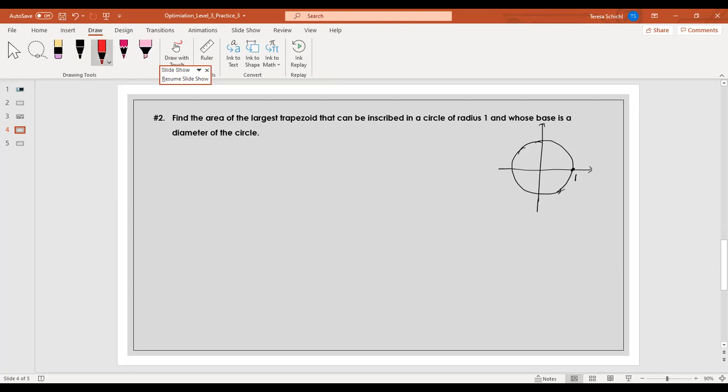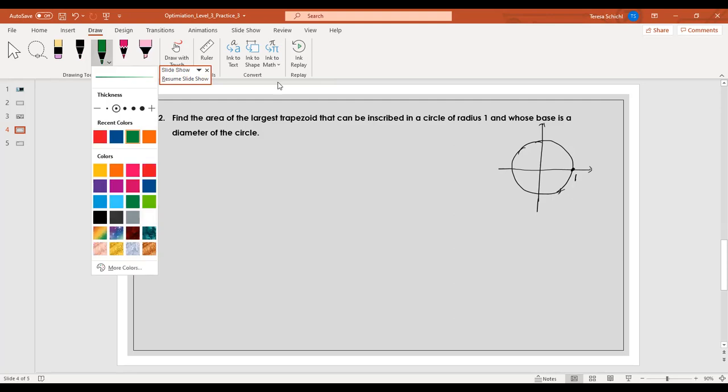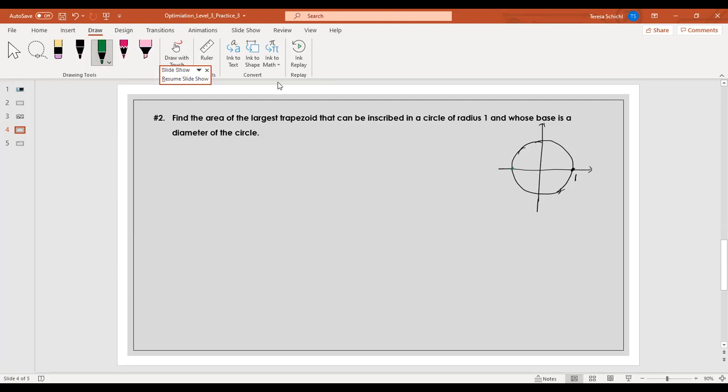Let's try to find my trapezoid. They said one of the bases of the trapezoid has to be the diameter. So let's do this. This is my trapezoid here, and I want to find the area of the largest trapezoid. If it touches and is inscribed in this circle, this point is x, y. So here this is x, this is y.